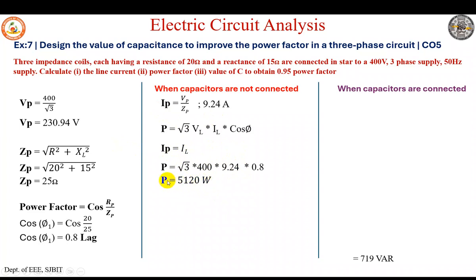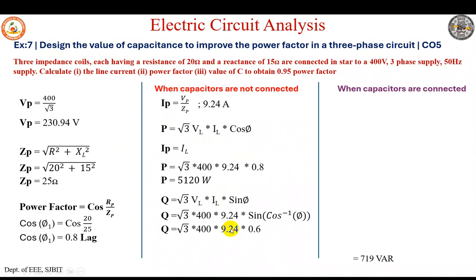So please remember that P remains unchanged before and after power factor correction. So Q is root 3 VL IL sin theta or sin phi. Substituting the values, we get, so remember this, calculate what is theta. The theta is 36 point some change. So the inverse of that, you get sine of the angle as 0.6. So the value of Q is 3840 VAR. Sorry, it is 3.840 kVAR.